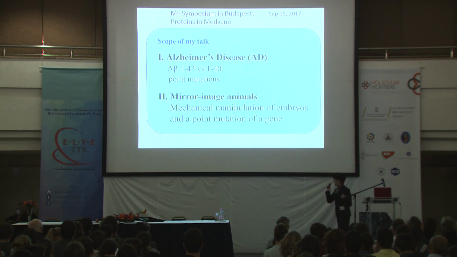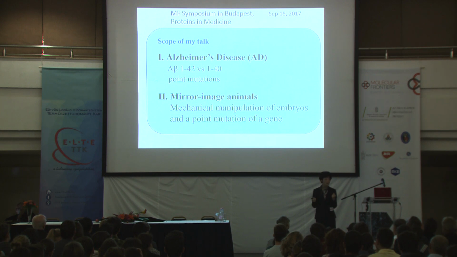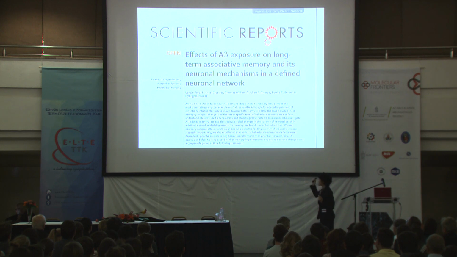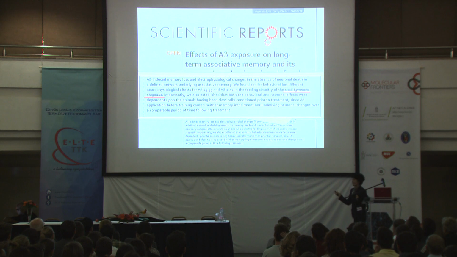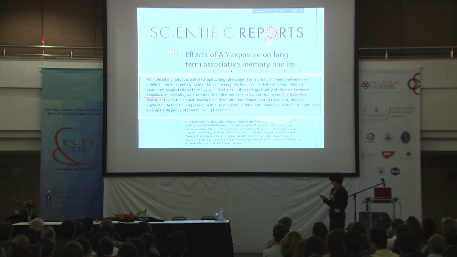So I talked about this, Alzheimer's, and you don't think there is any connection between the two, don't you think? But there is one connection. This is a 2000 Scientific Reports paper, effects of A-beta exposure on long-term associative memory and its neural mechanism in a defined neural network. And if you expand it a bit, wow, they're using Lymnaea stagnalis for the behavioral work. I just couldn't believe it, but that's the connection between the two topics I told you today, all right?